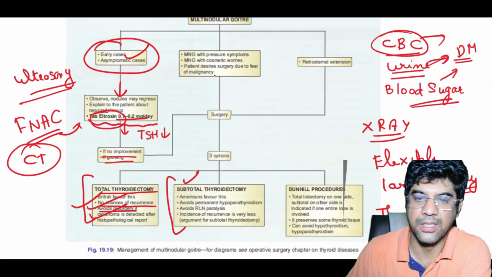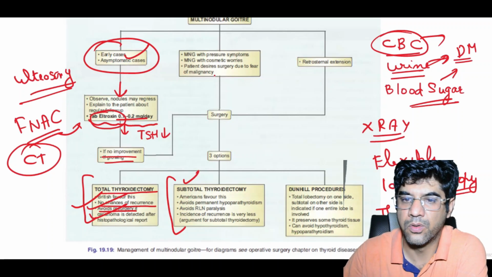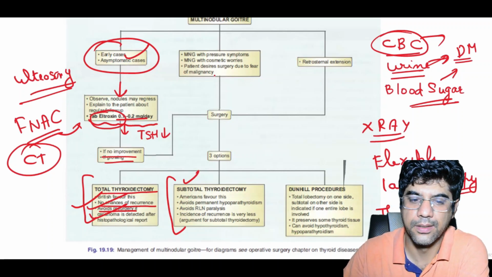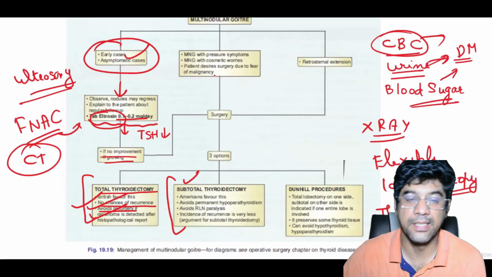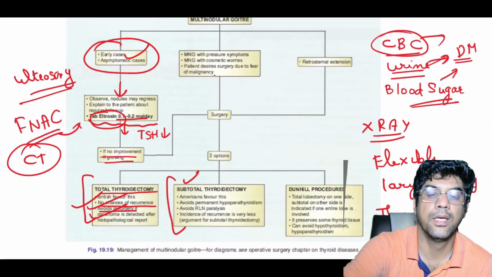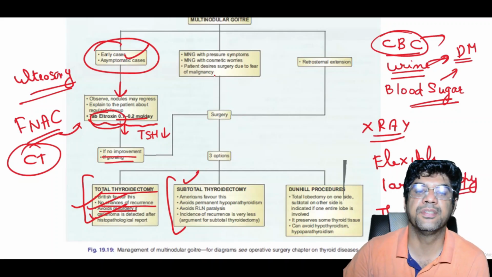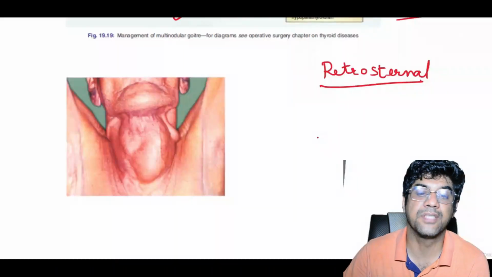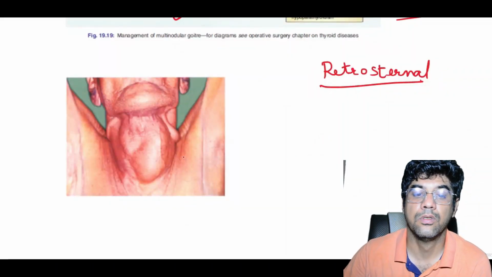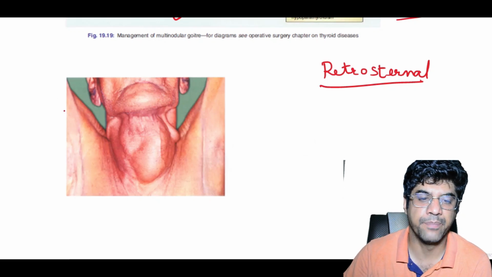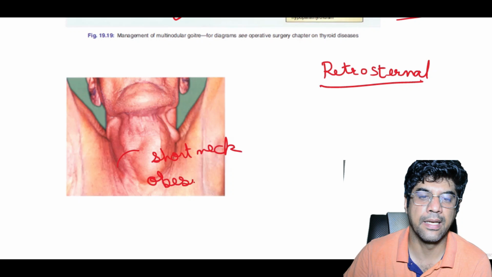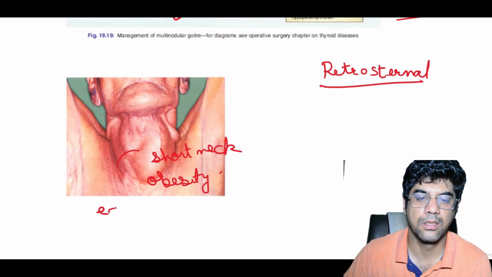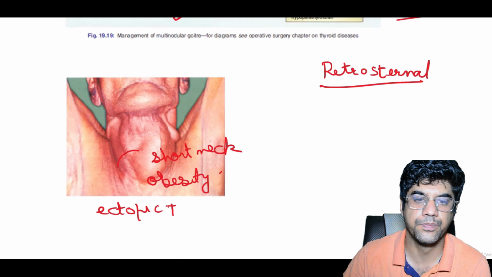Next we are moving to the retrosternal goiter. So retrosternal goiter is a condition where the multinodular goiter develops in the neck and it extends behind the sternum into the mediastinum. So a factor could be if the patient has a short neck, obesity, so that could be the reason, or it can arise from ectopic thyroid tissue.